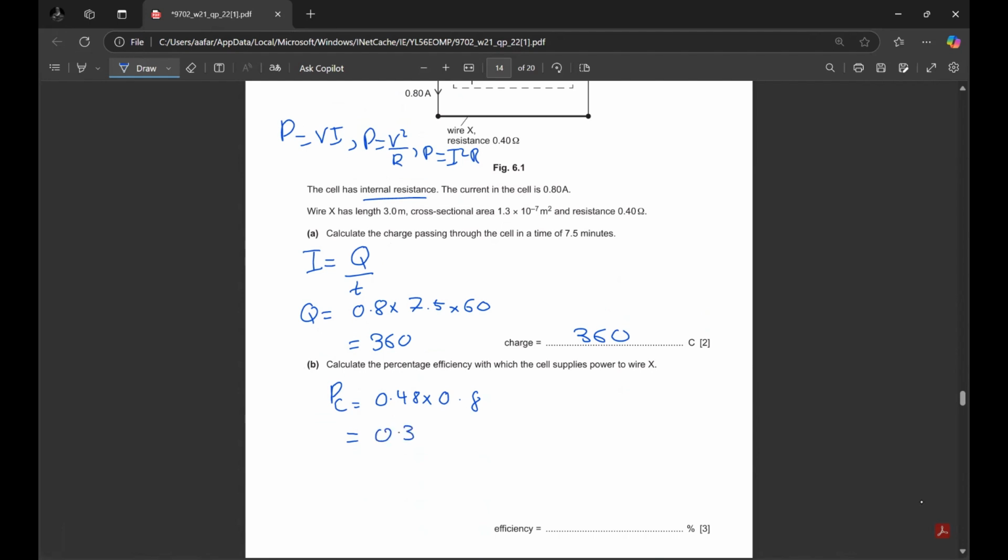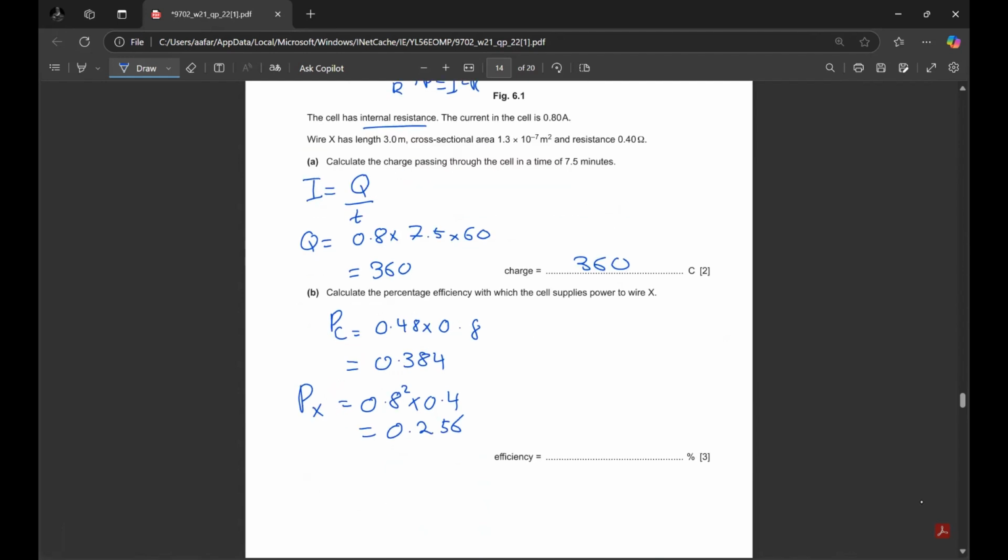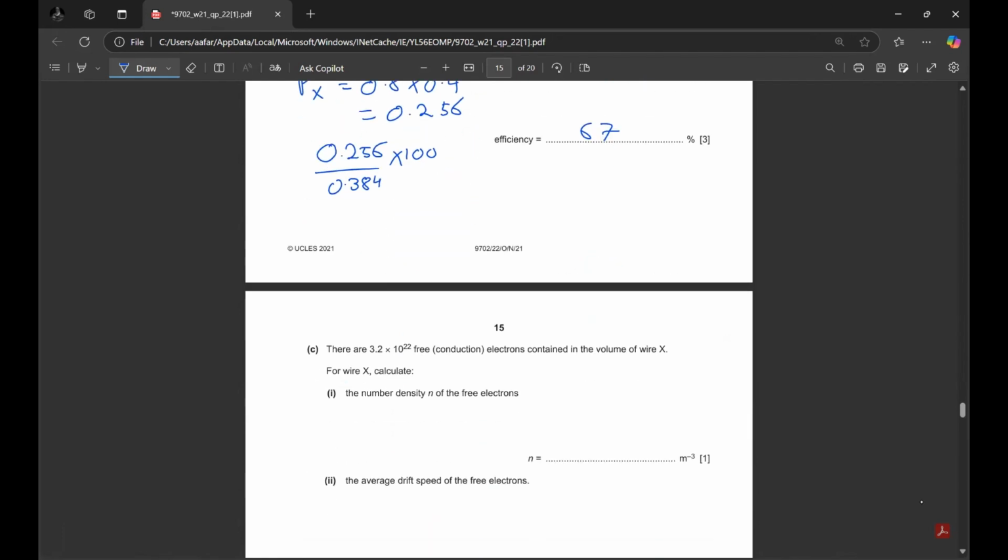That is 0.384. Now the power which is emitted by wire X is basically I squared into R, 0.8 squared into 0.4, that is 0.256. So the efficiency will be 0.256 over 0.384 into 100, which gives us 67% approximately.